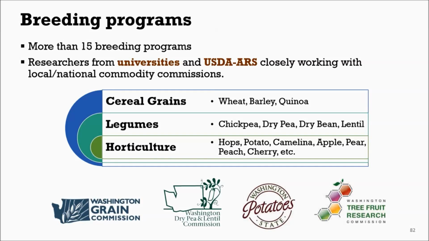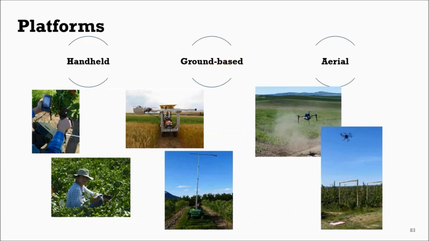So we do have cereal grains, wheat, barley, quinoa, to name a few, legumes, chickpea, dry beans, dry peas, lentils, horticulture crops, hops, potatoes, camelina, apple, pears, cherries, and many more, including Christmas trees. And many of these breeding programs are supported by the Commodity Commission. So without their funding, their support, their involvement, the success of these breeding programs would not be possible.